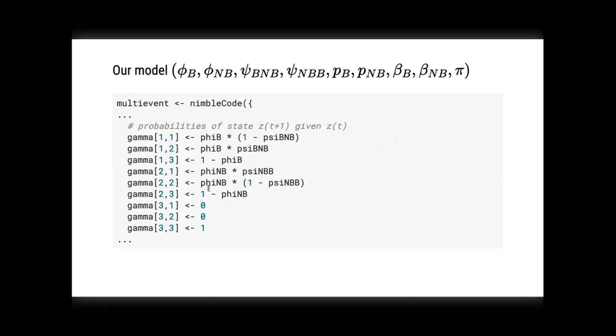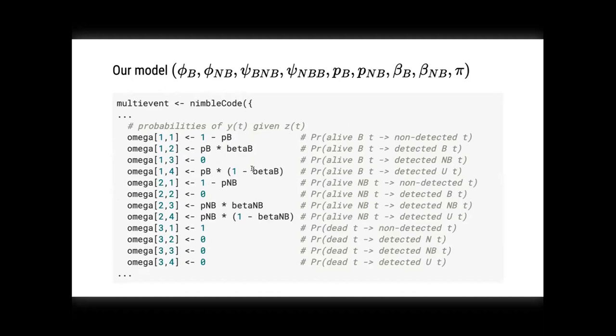The transition matrix, as before, once you've written that down on paper, you just have to fill in your gamma matrix in Nimble with the parameters we've seen before: the survival, the transition from one state to the other, and so on. That's basically the same transition matrix that Daniel used for multi-state models. Again, the only difference is in the observation matrix. Now we have to account for the fact that for the observation coded 4, you detect an individual, but you're not able to classify it as a non-breeder or breeder individual. So you have to use this beta B, the probability of correctly assigning an individual to the breeding state, and beta NB for the probability of correctly assigning a non-breeder individual to the non-breeding state.